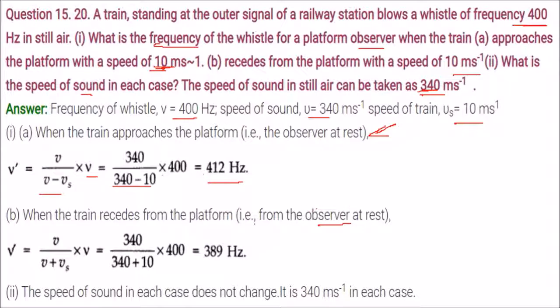Now when the train recedes from the platform, that is, from the observer which is at rest, this gives you v by v plus vs into frequency. All these values are known to us. Put them here, we get 389 Hertz. In the third one, what is the speed of sound in each case? See, the speed of sound in each case never changes. The speed will remain the same. The frequency only changes.